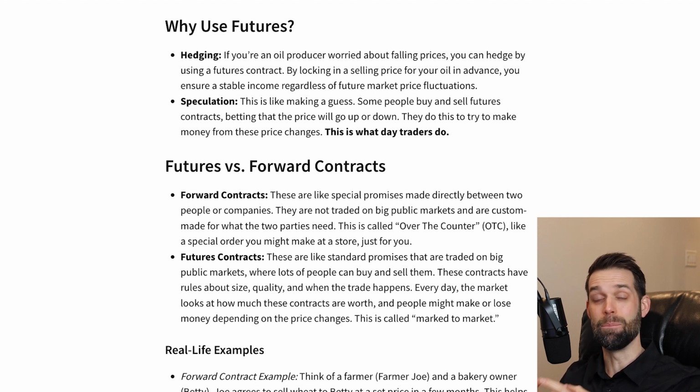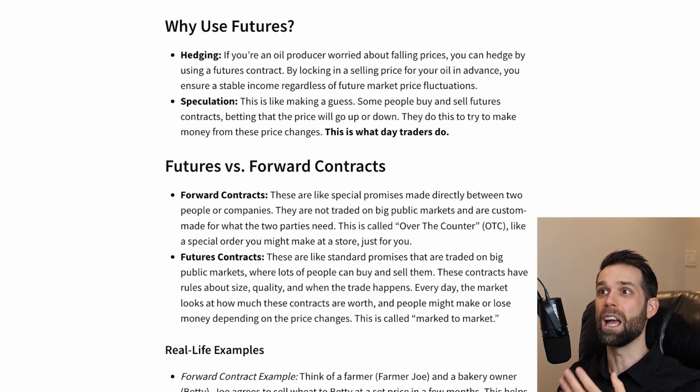You don't have a business where you get the raw materials in, like coffee beans or various metals or other agricultural products. So we're going to do speculation. Speculation is the other reason these futures contracts exist, or the other way to use them. This is like making a guess. Some people buy and sell futures contracts betting that the price will go up or down, and they do this to try and make money from these price changes. And that's what we're going to do as traders.